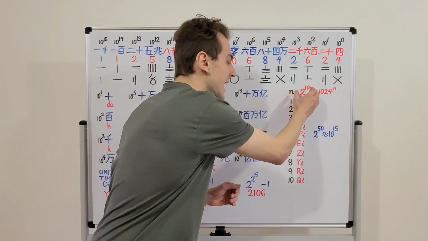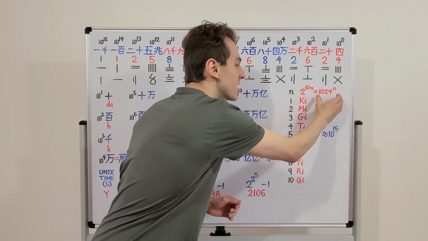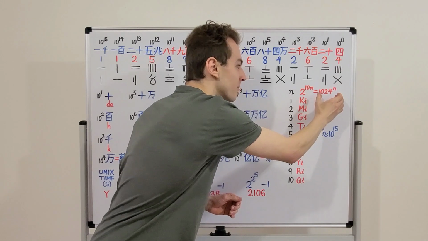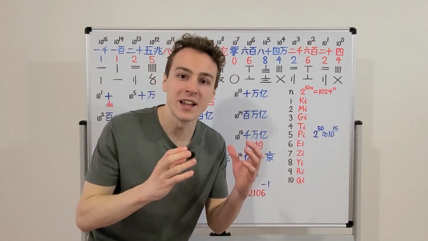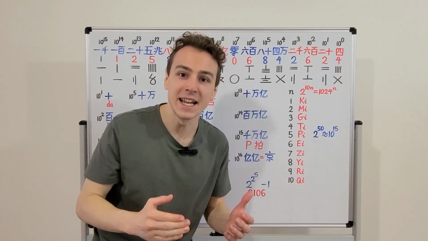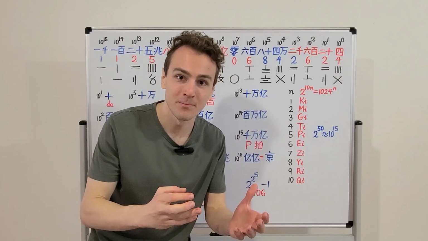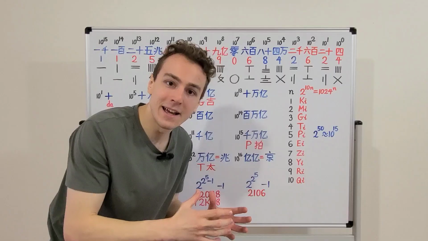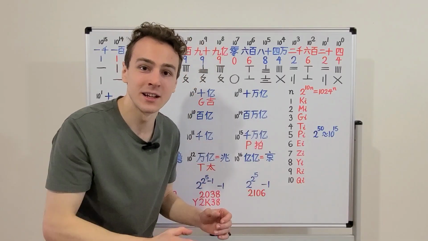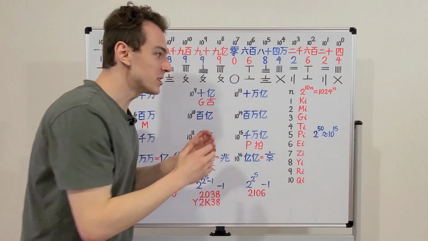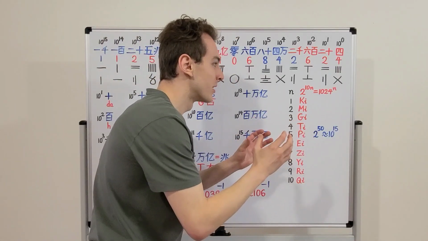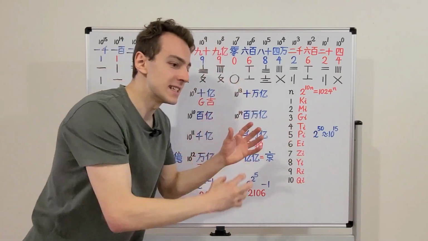2 to the power of 10 is 1024. 1024 is very close to 1000, which is 10 to the power of 3. The base 10 metric prefixes represent powers of 1000. Now, because of this approximate relationship, we can reuse this system.